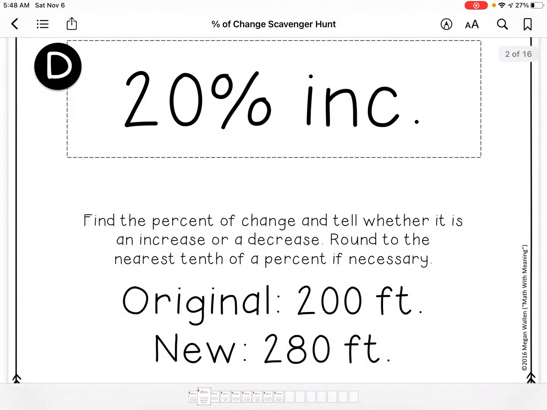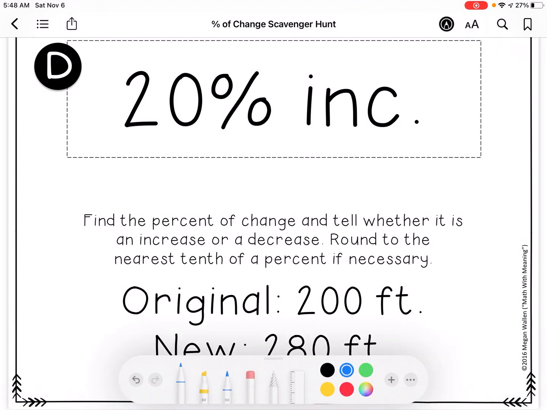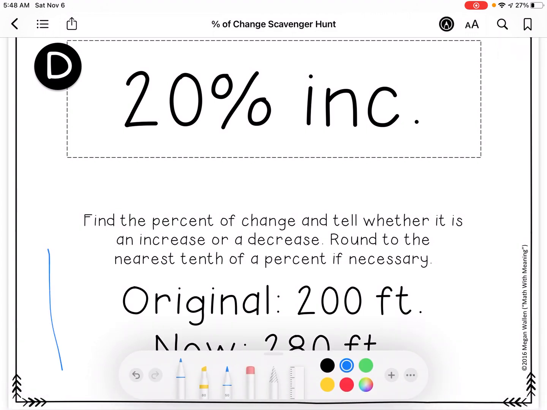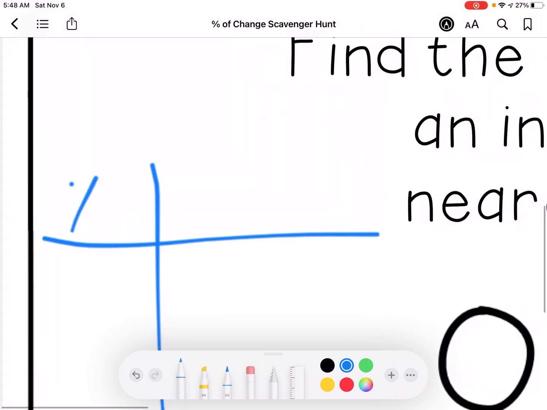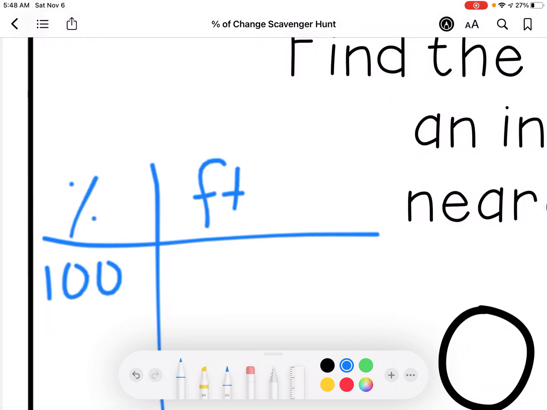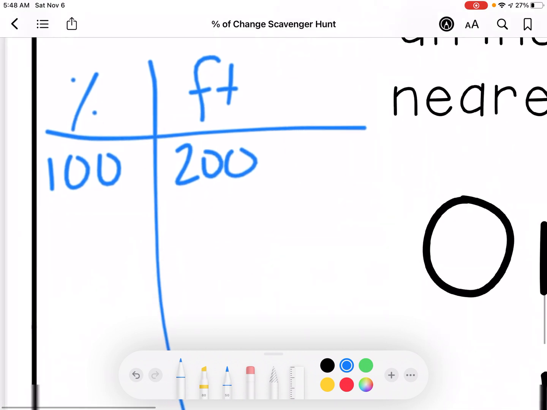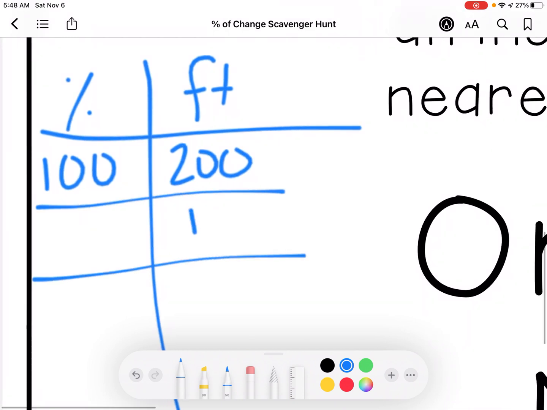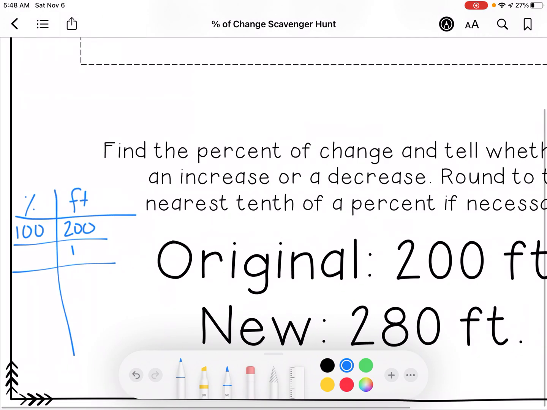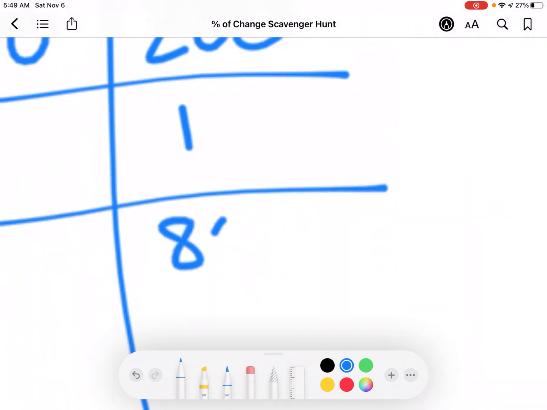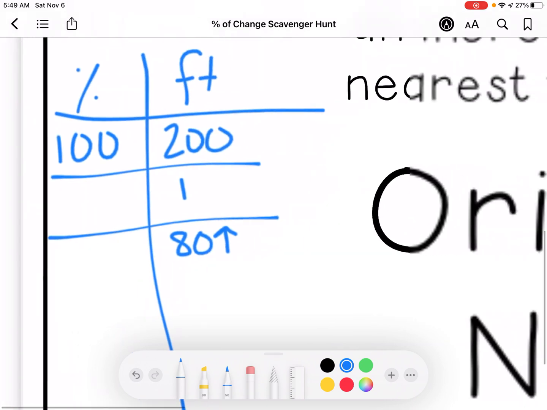They want to know going from 200 to 280 in feet. So 100% is always the original, which was 200. And it's 80 feet is the difference because 280 minus 200 is 80 feet. And that's an increase, it's going up.